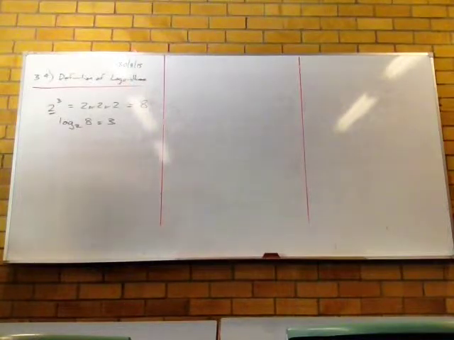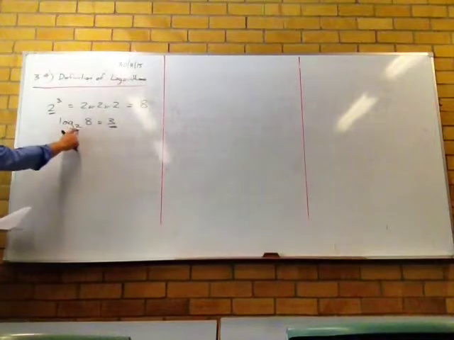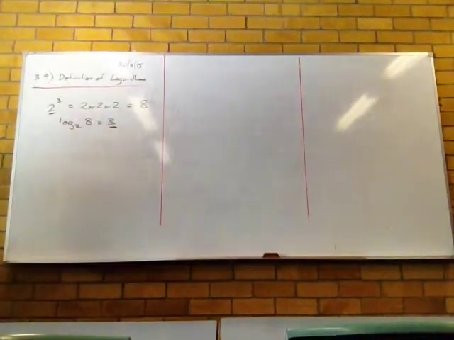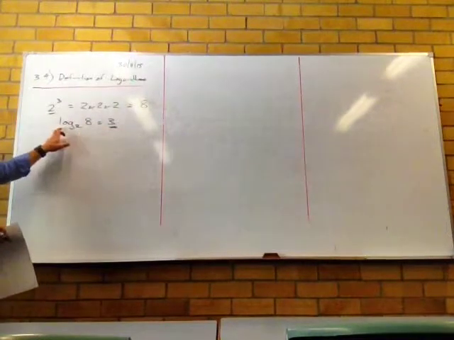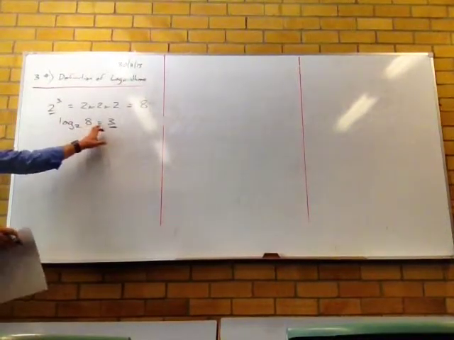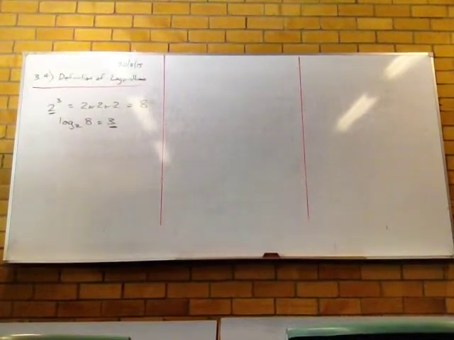So really, what it tells you is the power for this base to have that answer. So 2 to the power of 3 gives 8. The log base 2 of the answer 8 is equal to 3. So what a logarithm allows us to do is to change the subject of an exponential equation, such as something like 4 to the power of x equals 7, and we'll look at that a bit later on.